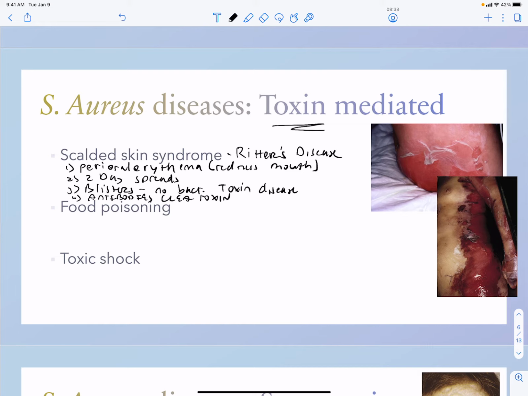Now, food poisoning by Staph aureus, again, is an intoxication. And this is going to be due to contamination of food by human carriers. And this is unique because a lot of food poisoning is caused by animals. But in this case, it's by human carriers, and most commonly a carrier who has colonization in the nasopharyngeal area.